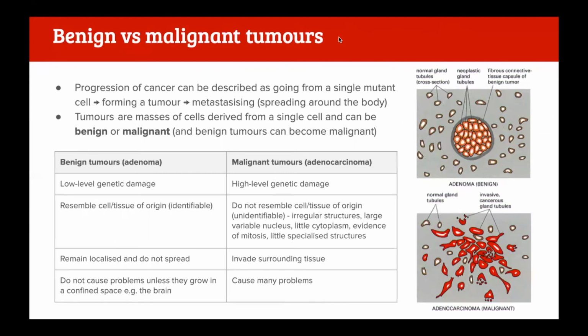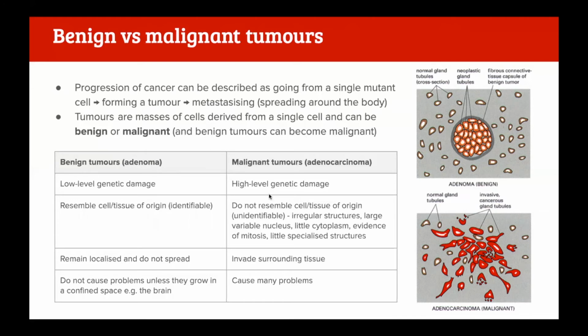So when we talk about tumors, you can either have a benign tumor or a malignant tumor. So the progression of cancer can actually be described as going from a single mutant cell to forming a tumor to metastasizing. So that's just spreading around the body. And tumors are masses of cells derived from a single cell and can be benign or malignant. And benign tumors can become malignant as well.